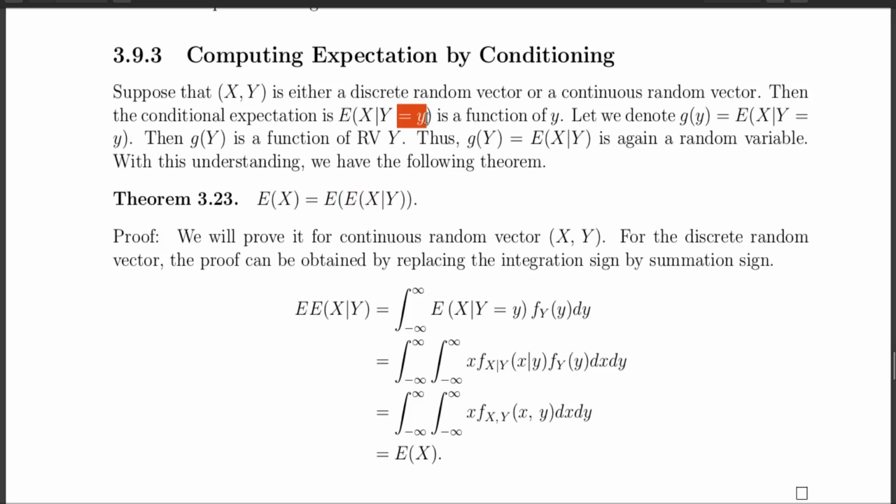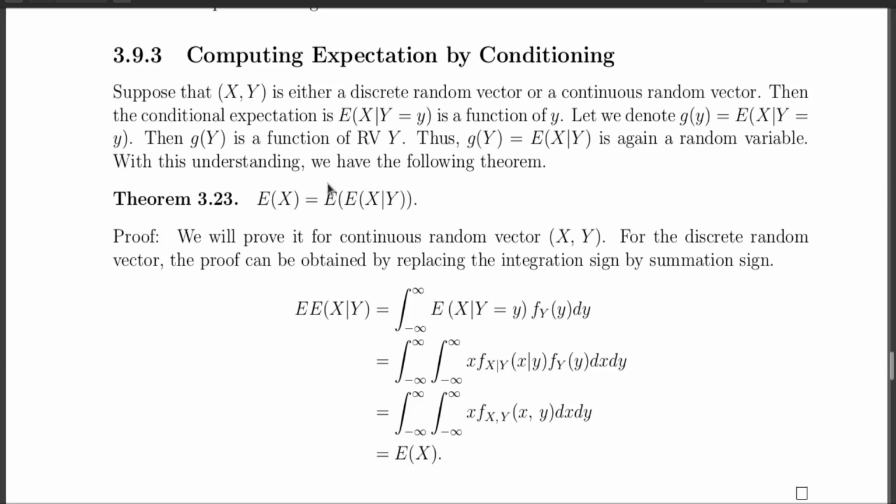So g of capital Y is generally denoted by expectation of X given capital Y. What we write normally is that g of capital Y is the same as expectation of capital X given capital Y. So this quantity is a random variable, because g of Y is a function of Y. Since it is a random variable, I can talk about the expectation of this random variable, and this theorem says that the expectation of X can be written as the expectation of this random variable.